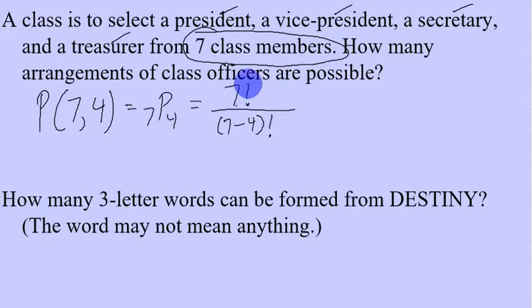So this will be 7 factorial over 7 minus 4 factorial, which is 7 factorial over 3 factorial, which will give us a final answer of 840 possible ways to arrange the class officers.